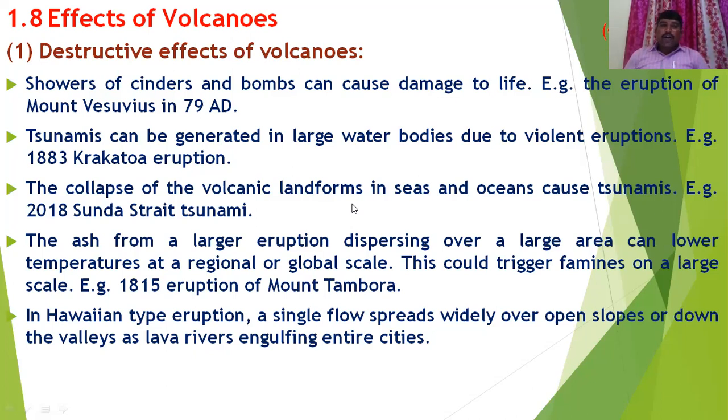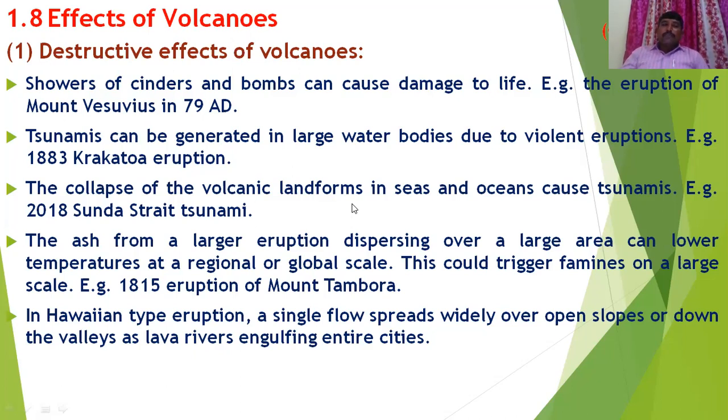The ash from a larger eruption dispersing over a large area can lower temperatures at a regional or global scale. This could trigger famines on a large scale also. The eruption of Mount Tambora in 1815 is the best example.